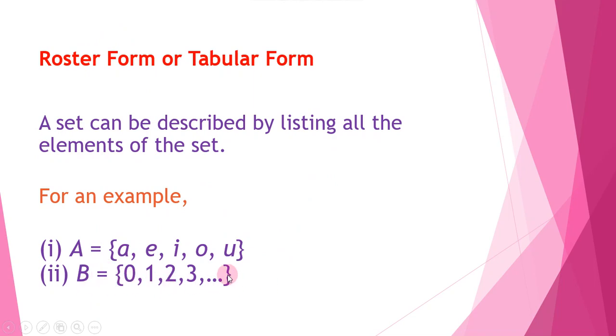It's the whole numbers. So how can we say it in descriptive form? The set of all whole numbers. What about in set builder form? x such that x is a whole number. Here in roster form, B equal to {0, 1, 2, 3 and so on}. Here this bracket is called a set bracket.